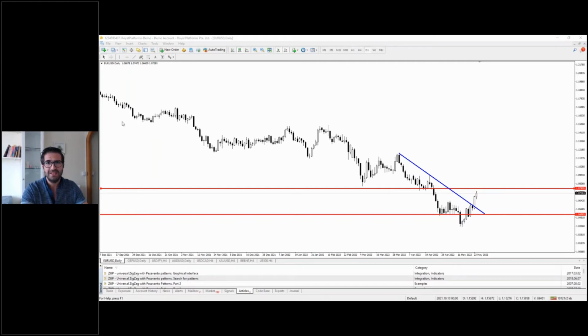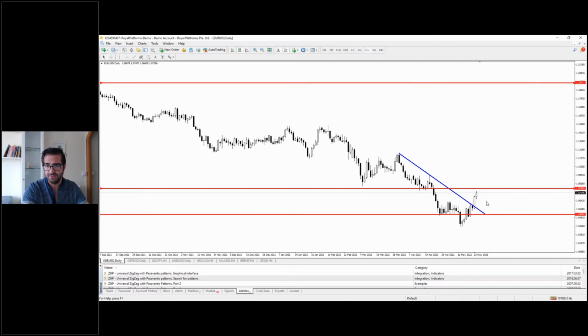On the daily time frame, we can see that the Euro USD changed direction. So we had lower highs and lower lows. However, the recent high was broken here. And plus we have a breakout of this bearish trend line. So this is an indication that the market is about to reverse, or already reversed, sorry, and the buyers are in control of the market.